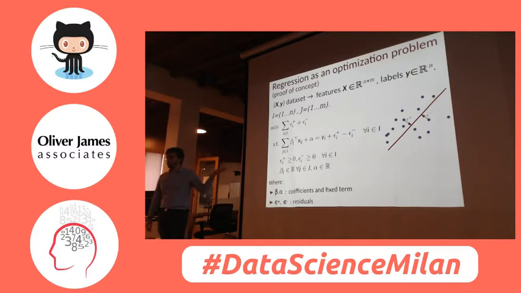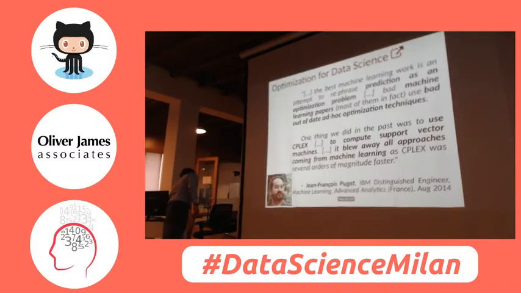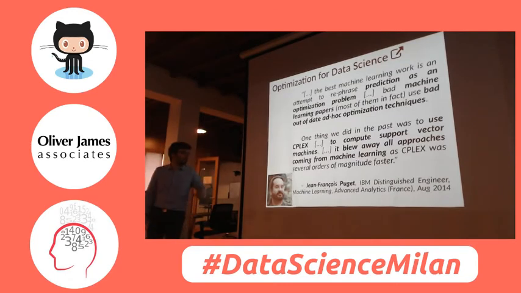As Jean-François Pouget said, he managed to be way faster than other methods for support vector machines. So you need some work to translate the statistics or machine learning problem into an operation research problem, but empirically you can have improvement both in the quality of solution and in the efficiency of the solution.